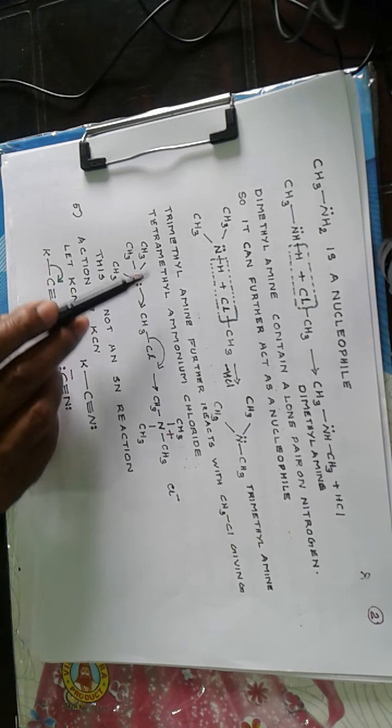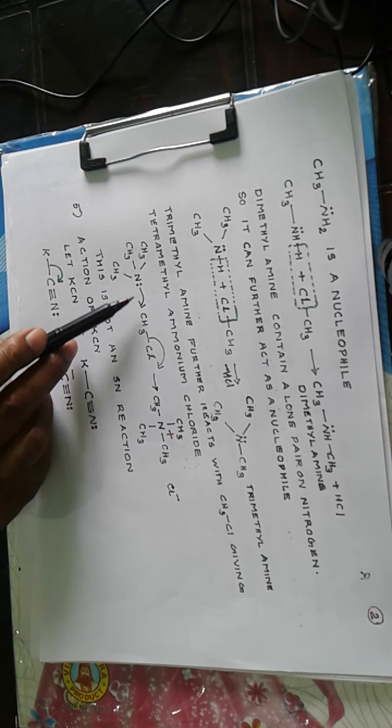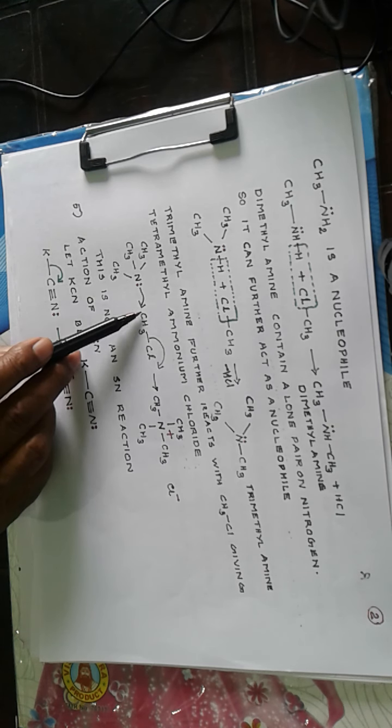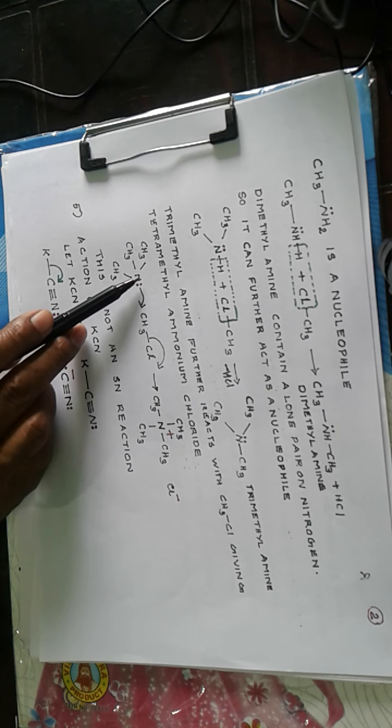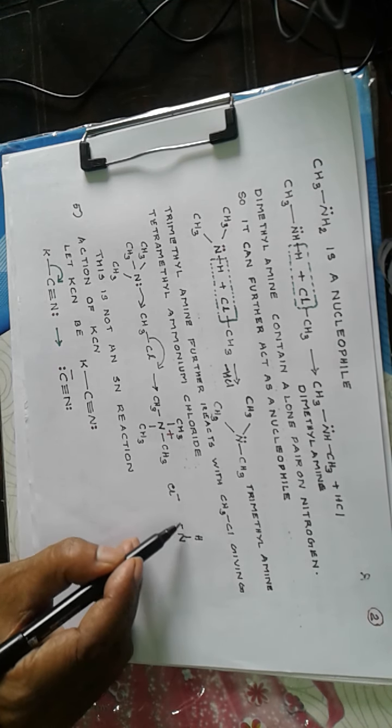Trimethylamine can further react with methyl chloride if it is in excess, giving tetramethyl ammonium chloride. There the lone pair of nitrogen is donated to the methyl group, so that nitrogen donates its electron pair to the carbon of methyl, and an N-C bond is formed with the nitrogen carrying a positive charge and Cl negative. This compound is tetramethyl ammonium chloride, and this is similar to ammonium chloride, NH4Cl.